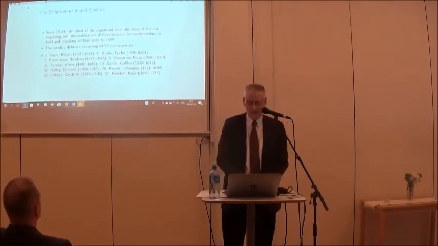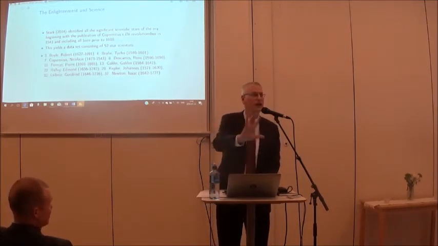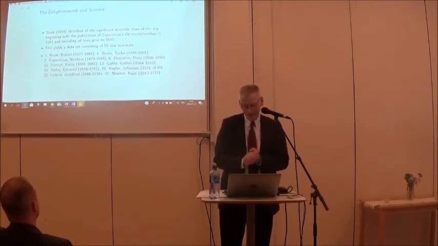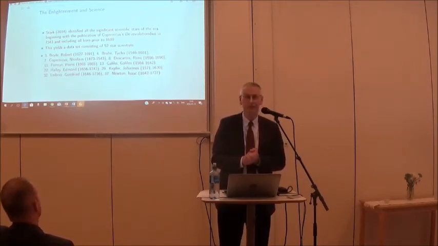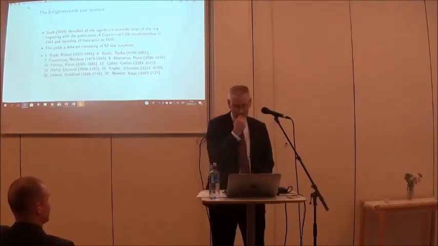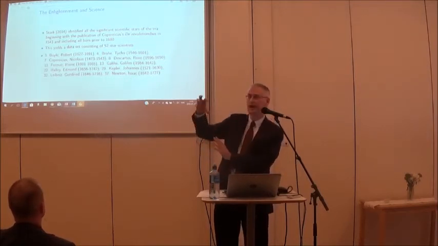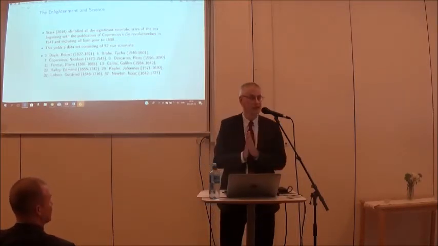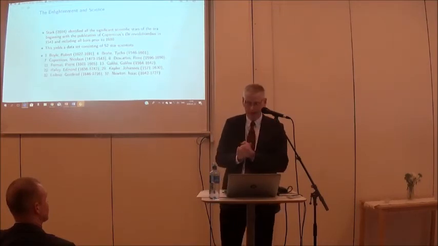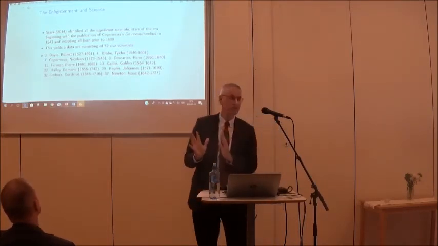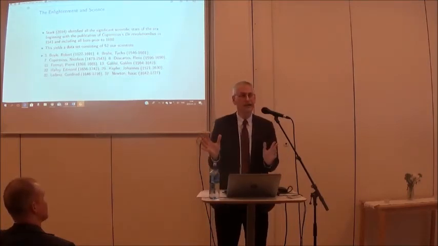Okay, let me talk a little bit about the Enlightenment and science. I leave Niall Ferguson now. I gave you a taste of his book. I'm going to switch to Rodney Stark, another scholar, in his book, How the West Won, published in 2014. Very interesting book. This is what he does. He identified all the significant scientific stars of the era, beginning with the publication of Copernicus's book in 1543, that placed the sun at the center of the solar system, which was a major breakthrough conceptually. And including all born prior to 1680, this yielded a data set consisting of 52 star scientists associated with what we call the scientific revolution.